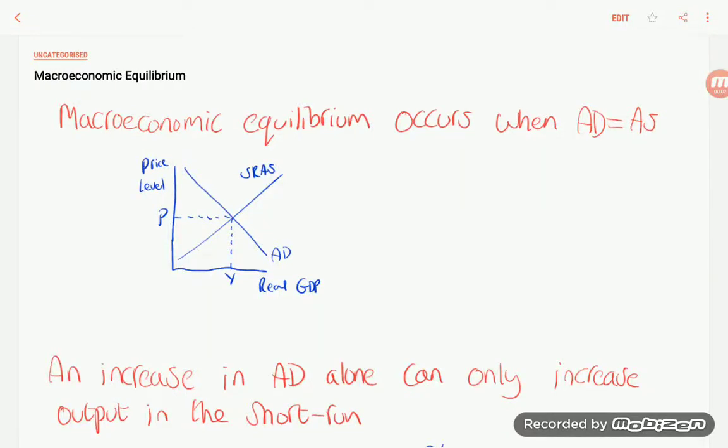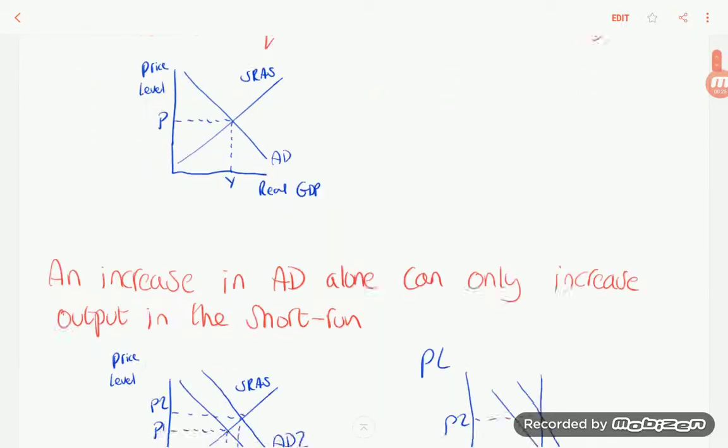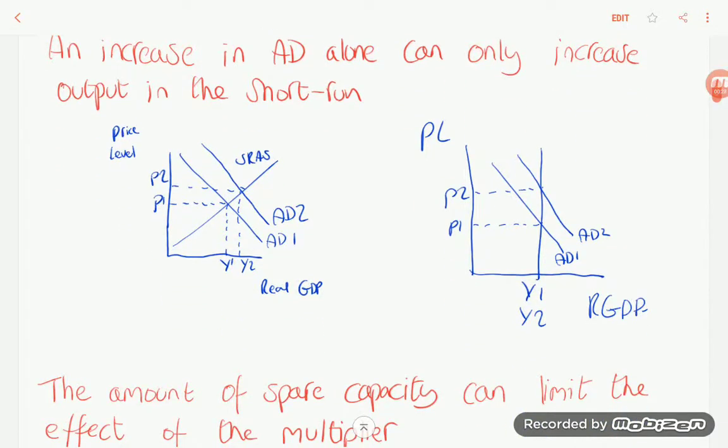Macroeconomic equilibrium. Macroeconomic equilibrium occurs when AS equals AD, i.e. it's the point where SRAS crosses AD. A shift of either curve will move this equilibrium to a different point, but shifts of AD and AS curves affect things in different ways.